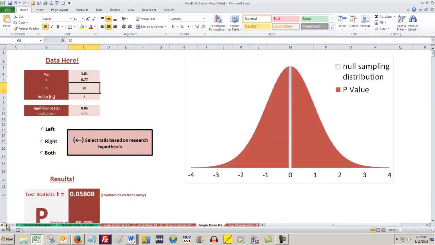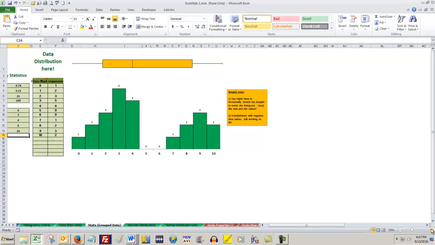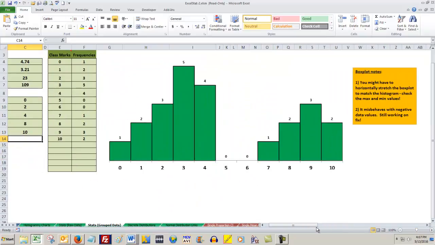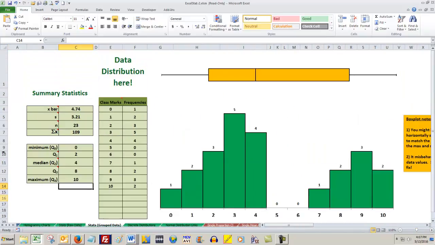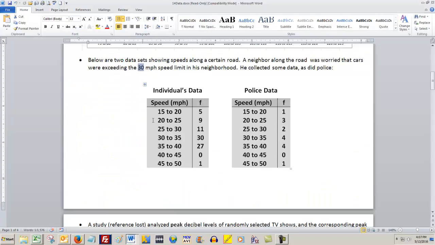If you back up to the Math 243 sheets, we've got ourselves some grouped data. Let's blow this up so it's easier to see. We've got ourselves some grouped data right here. Okay? This is the kind of sheet we're going to use to transform our grouped data into some statistics we can actually use.